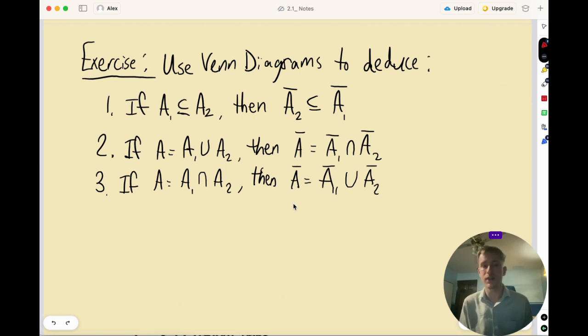2 and 3, so 2 says if A is composed of the two elements A1 union A2, so A1 or A2, that means that the complement of A is equal to the complement of A1 intersect the complement of A2. And likewise, if you can write A as the intersection of two events, then the complement of this intersection is the union of the two complements. Okay, so these together are called De Morgan's laws, and they are imperative for probability in anything involving set theory.